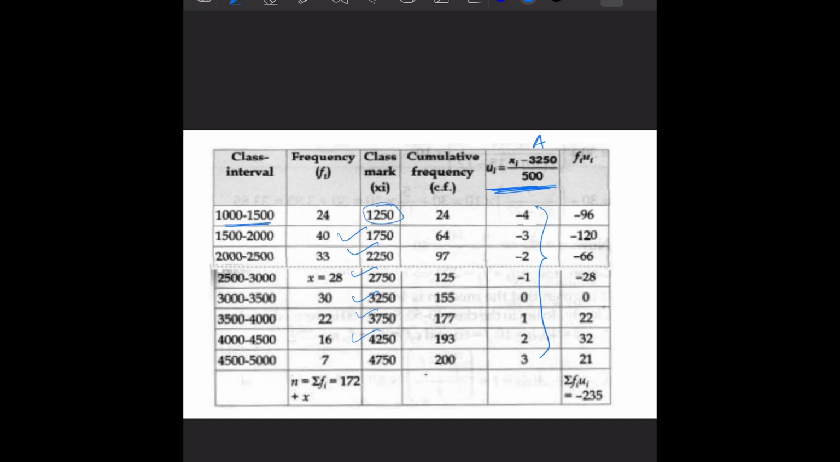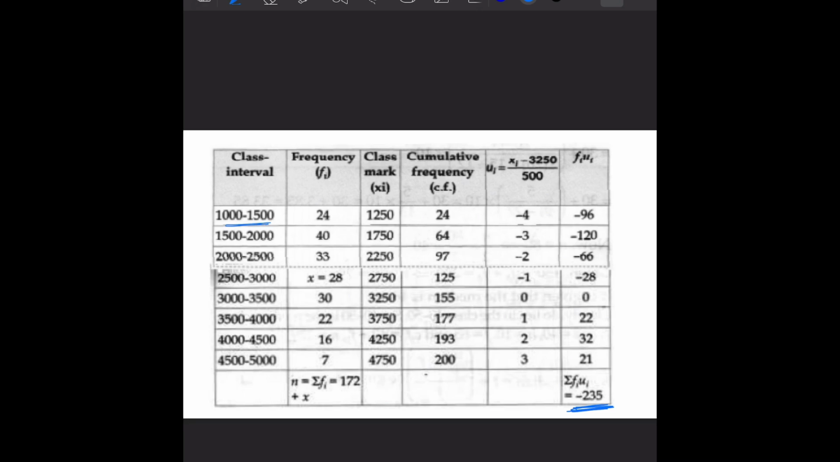And let's calculate fiui का column. This is your fi, this is your ui. 24 into minus 4 is minus 96. 40 into minus 3 is minus 120. Similarly, we solve this column and we add all these values. You'll get minus 235. This is the final summation, minus 235.